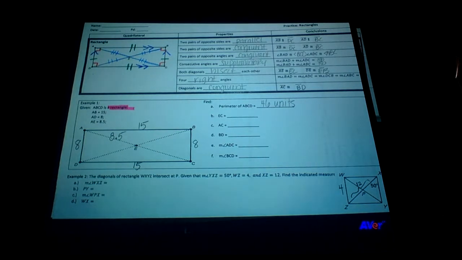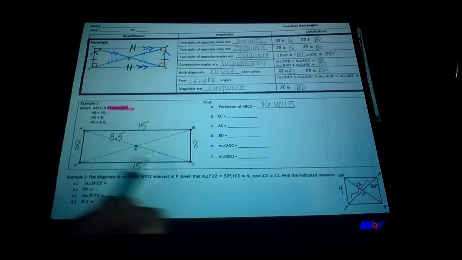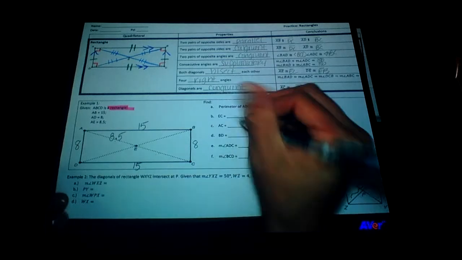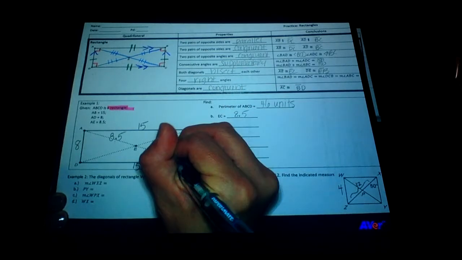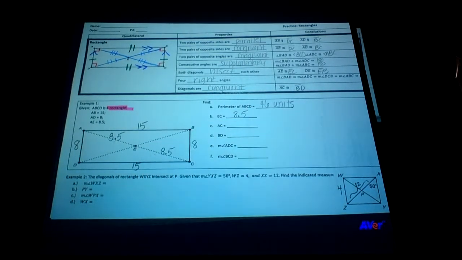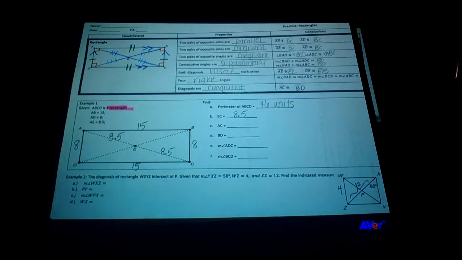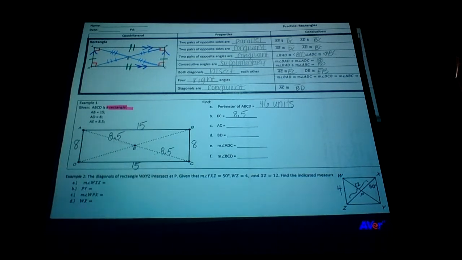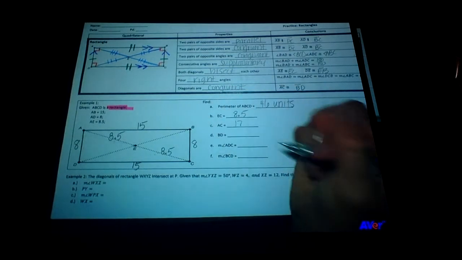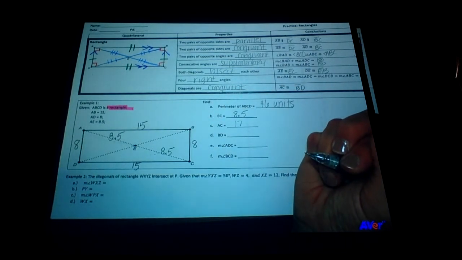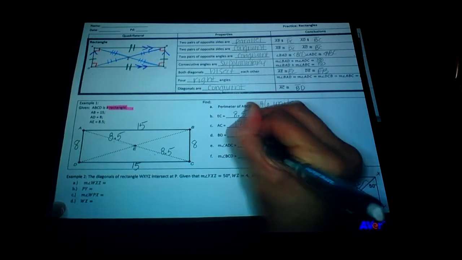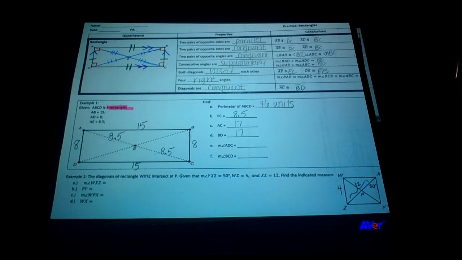Okay, EC is the other part of this diagonal, and the diagonals are bisected. So EC is also 8.5. Remember, a rectangle is a parallelogram, so all of those properties hold true for the rectangle. Now for AC, that's the entire diagonal. We just want to add these 2 lengths together. The small plus the small is equal to the large. So AC is 17 units long. And because the diagonals are congruent, if AC is 17, BD, the other diagonal, is also 17.